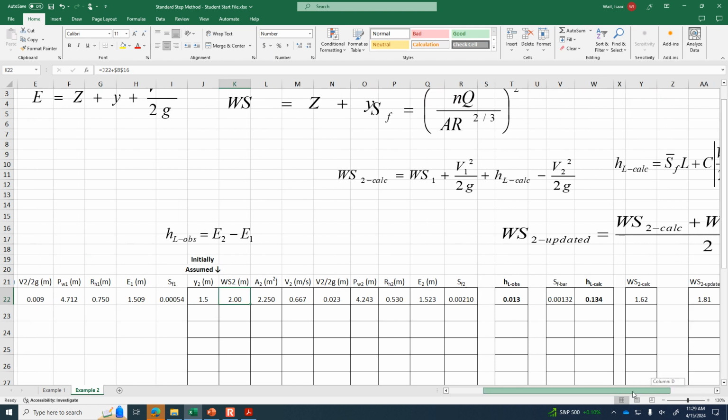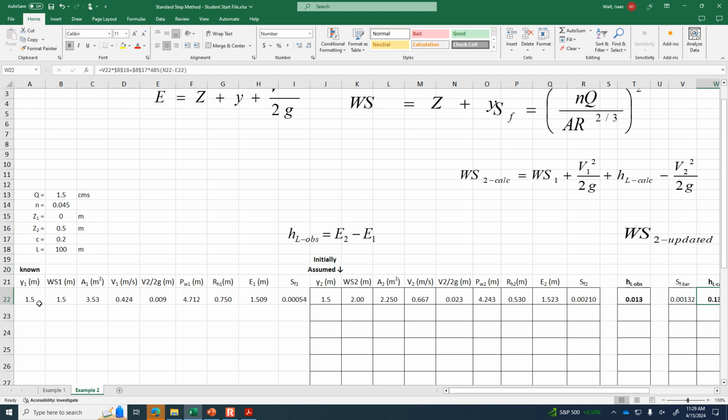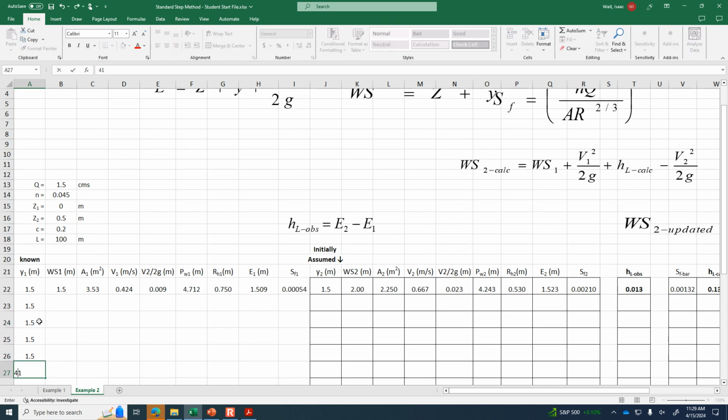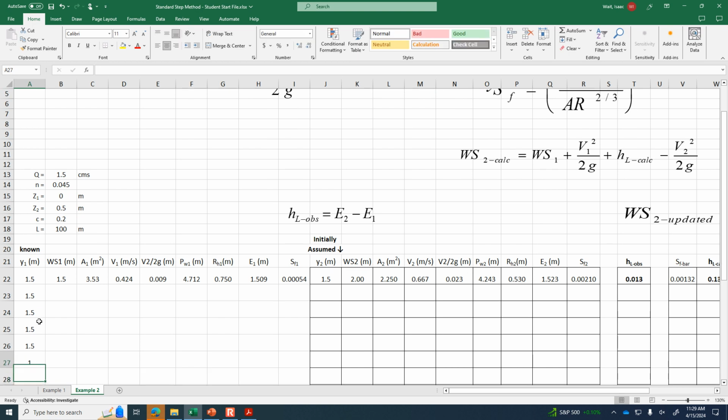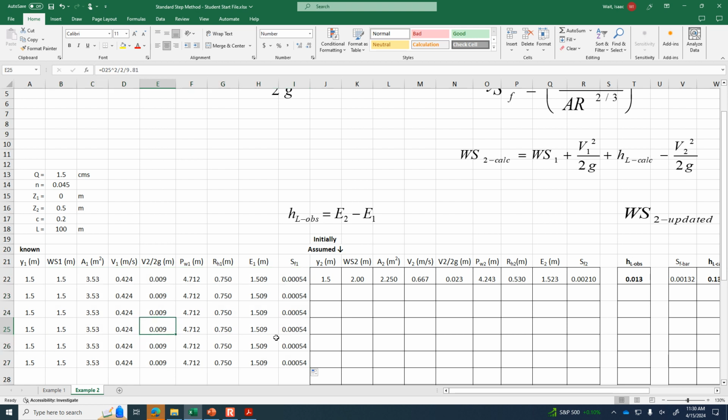But there are other indicators that the solution is converging, namely that the observed head loss and the calculated head loss will become equal. Okay, so now what we've got to do is fill in the table. The knowns aren't going to change. They're going to stay constant throughout. So 1.5 is going to be our depth every time. And all these calculated values are going to remain the same if the depth remains the same, and if I remember to anchor the things. It looks like I did.